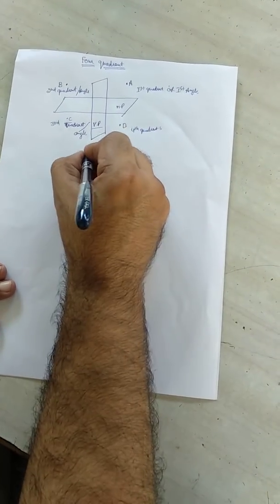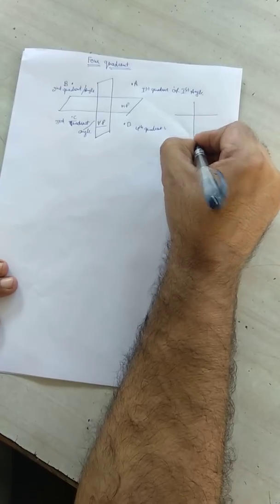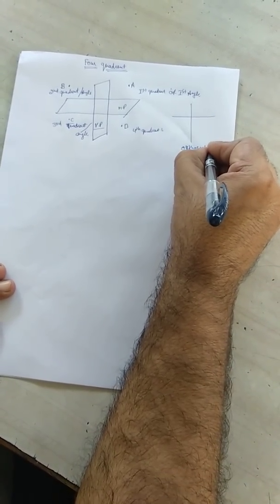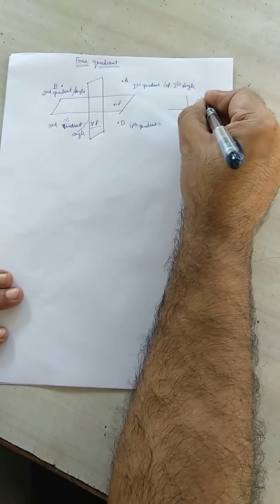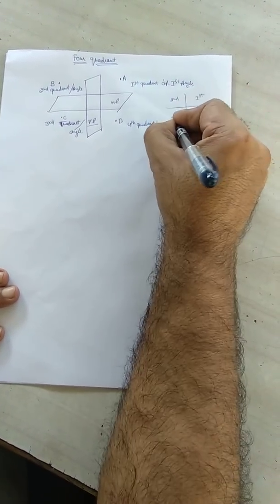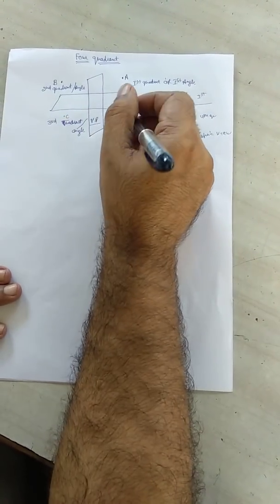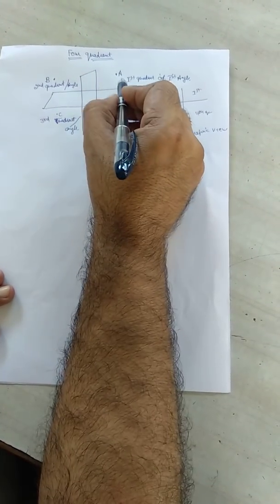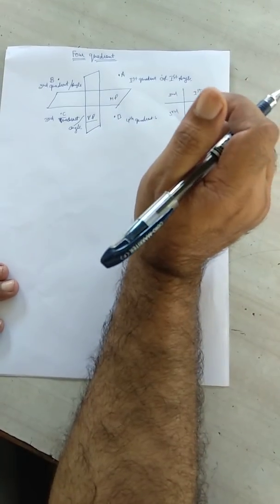So this is the pictorial view of the quadrant system and this will be the orthographic view of the quadrant system. So this is the first angle, second angle, third angle and fourth angle. These angles are formed if the quadrant system is rotated anti-clockwise. So this will be your first quadrant, second quadrant, third quadrant and fourth quadrant.